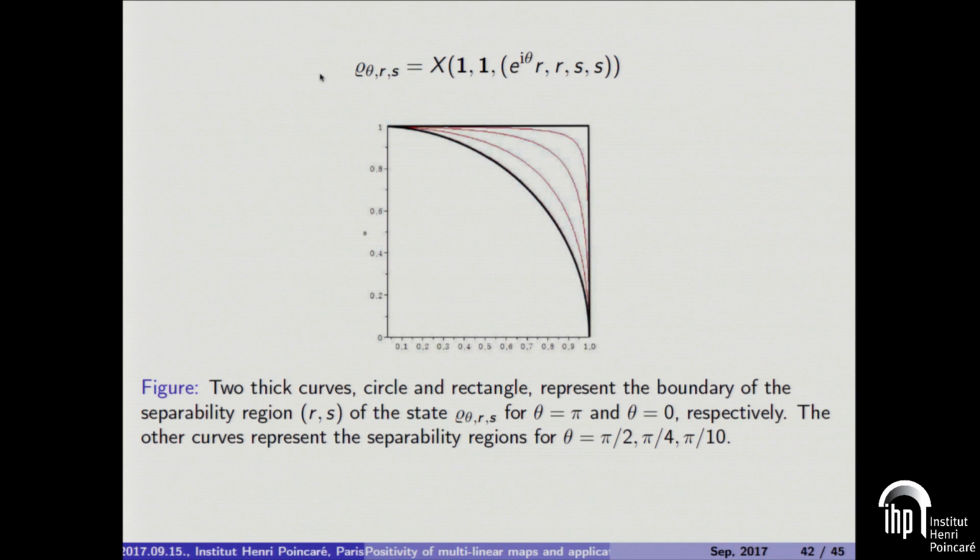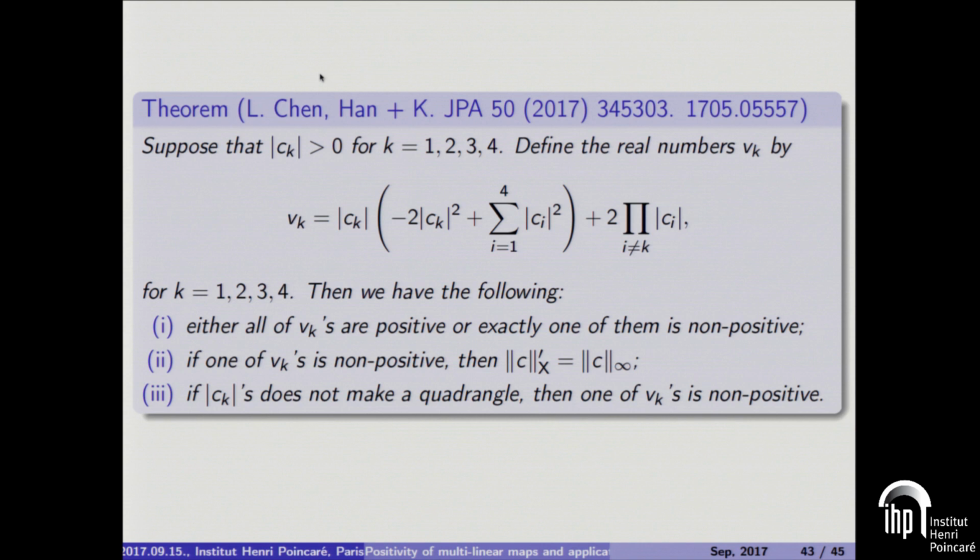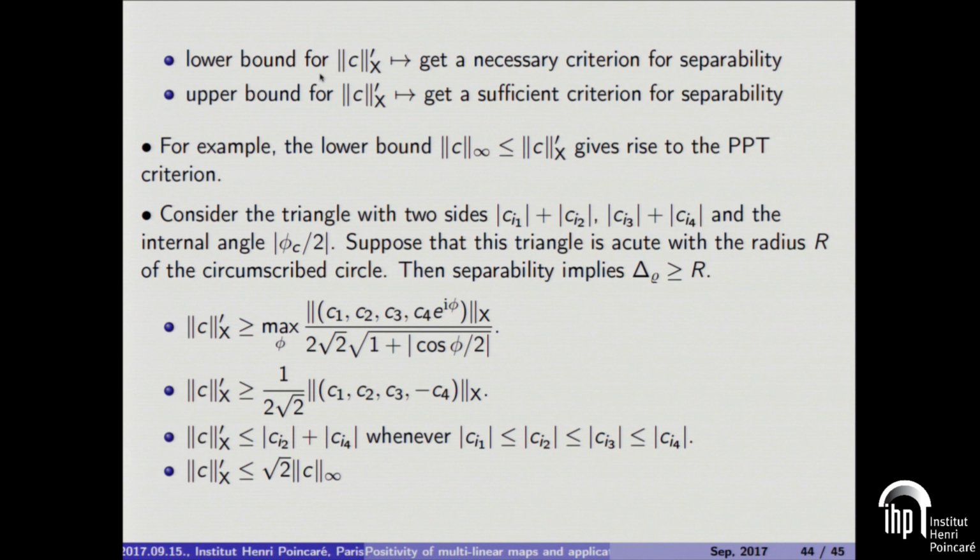So that's all I could find about the dual norms. Because it is very difficult to compute the dual norms, we may have to estimate some upper and lower bounds, which may give us some necessary conditions and sufficient conditions for separability. We also have one more result, for when the norm coincides with the L infinity norm, which corresponds to the situations in which the PPT coincides with separability. So we have several inequalities to get some necessary conditions and sufficient conditions for separability. So that's all.